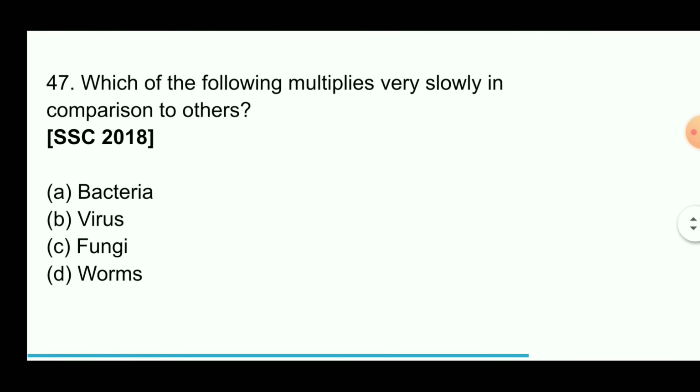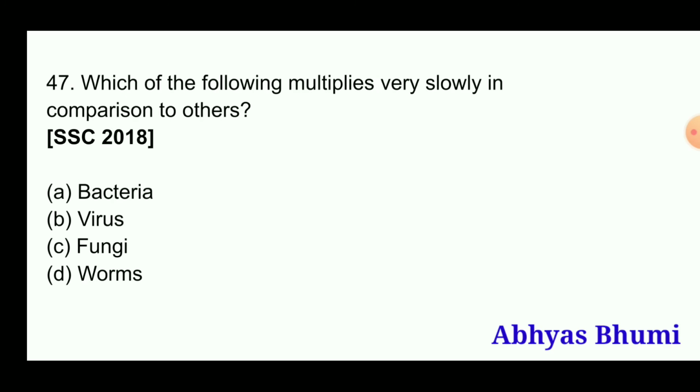Next question on your screen guys. Which one of the following multiplies very slowly in comparison to others? Option A, bacteria, option B, virus, option C, fungi, option D, worms. Tell me the right answer if you know. Which one is right? If you are going with option D, worms, that is the right answer.